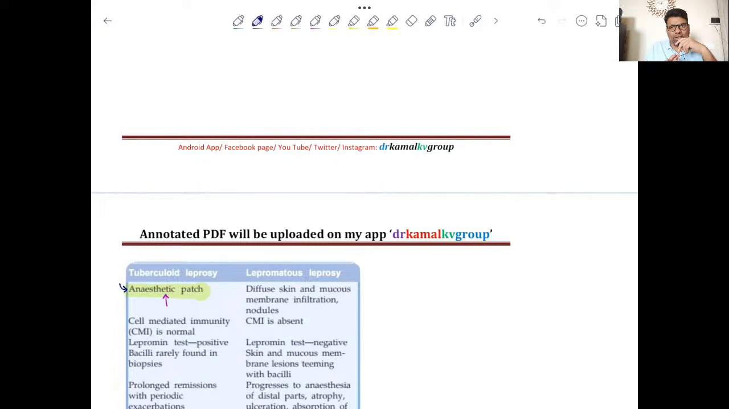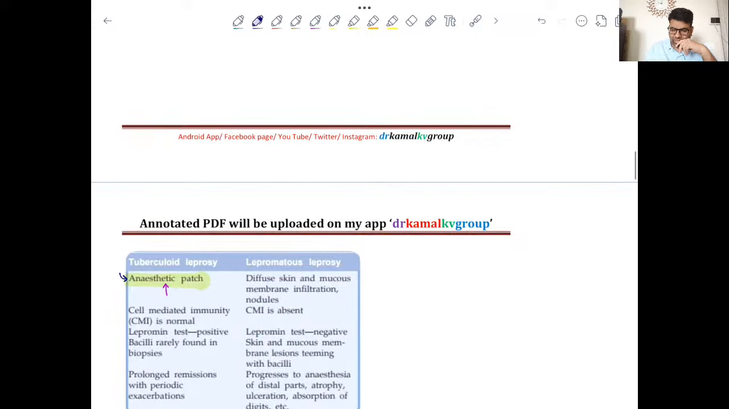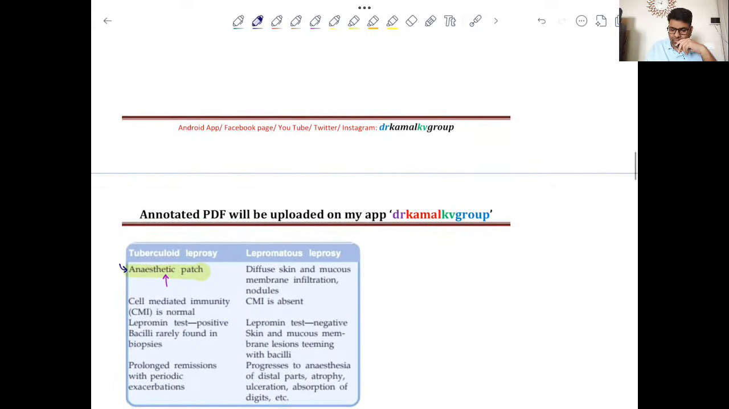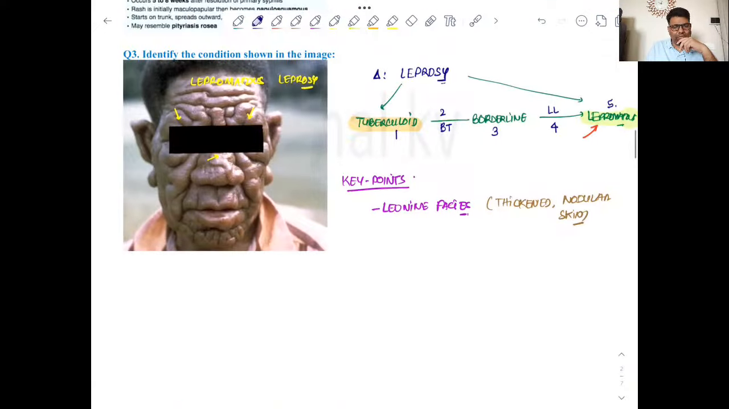In lepromatous, there are no anesthetic patches as such, but later on there can be involvement of peripheral nerves that might lead to anesthesia. That is a delayed presentation of lepromatous. If you are given an image of a leprosy patient with a single skin lesion, and if it is characteristically written that there is loss of sensation, straight away you have to mark it as tuberculoid leprosy, right? And leonine facies is lepromatous leprosy.